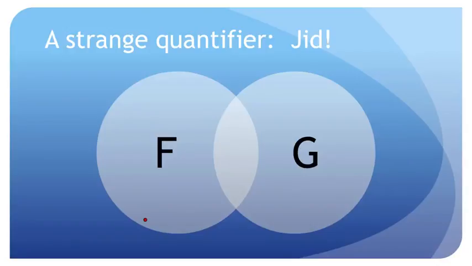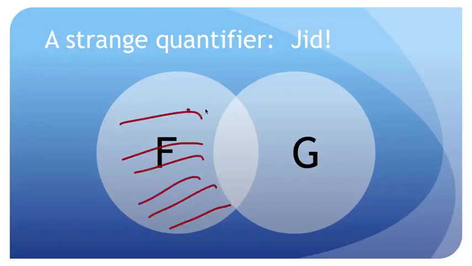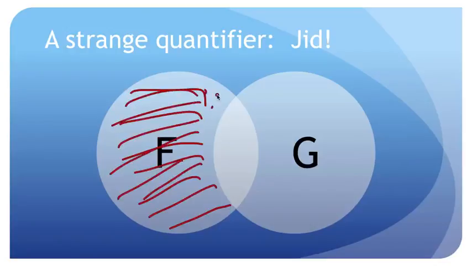The quantifier works like this. When you say jid, F or G, you're saying that there aren't any F that are outside the G category, but there is an F that's inside the G category. So this diagram represents, according to your hypothesis, what the members of this foreign culture mean by jid.